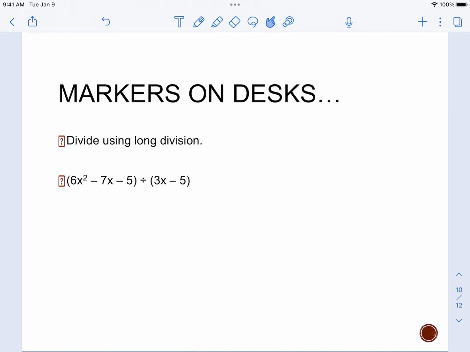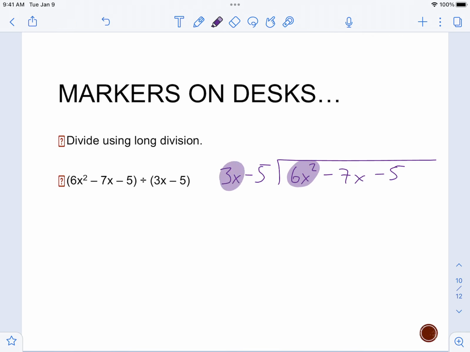All right, last one, long division. See if you got it, and then unpause when you're ready. So this one we're going to have to rewrite 3x minus 5 divided into 6x squared minus 7x minus 5. We'll start out first term divided by first term. So 6x squared over 3x. I'll just do that kind of off to the side here.